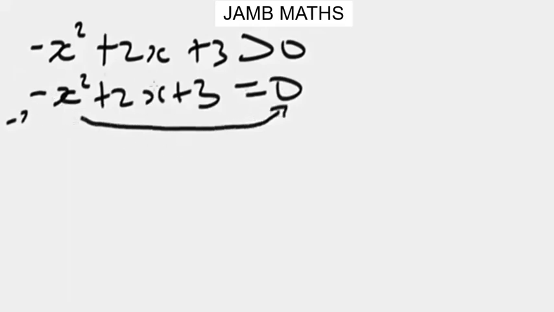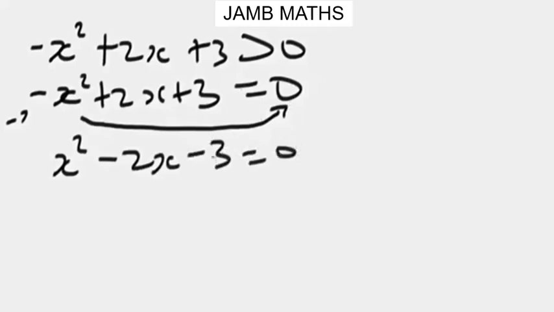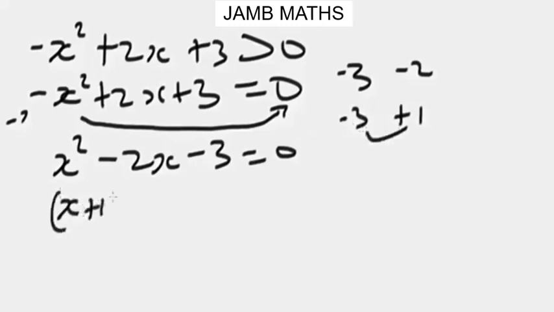So when minus x squared crosses over, we're going to have x squared. When plus 2x crosses over, we're going to have minus 2x. When plus 3 crosses over, we're going to have minus 3 equals 0. Now, let's get factors. What are two numbers that you multiply, you get negative 3, and when you add them, you get negative 2? Okay, so let's experiment with negative 3 and plus 1. Negative 3 times plus 1 gives negative 3. Then negative 3 plus 1 gives negative 2. So this will work. So we're going to have x plus 1, x minus 3 equals 0.